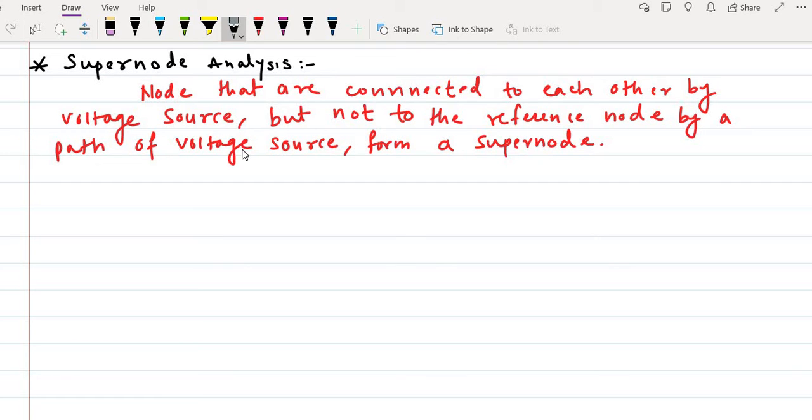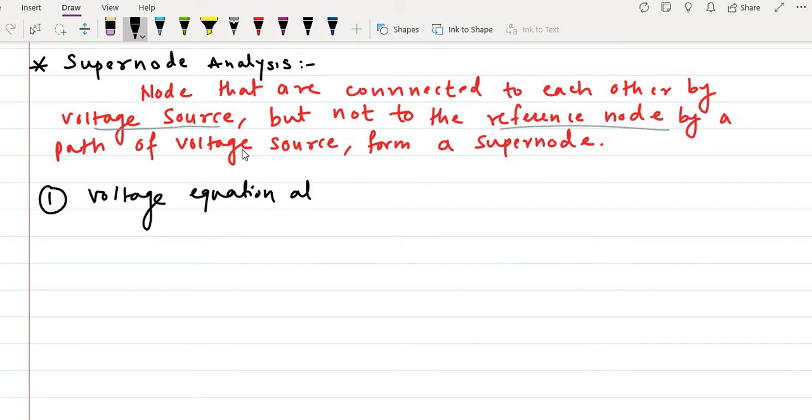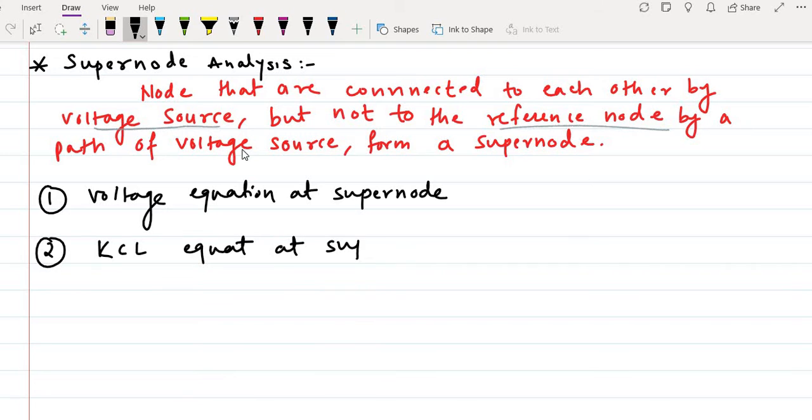So what is a supernode? Nodes that are connected to each other by a voltage source, but not to the reference node by a path of the voltage source, form a supernode. That means if a voltage source is connected between two nodes, those two nodes are called a supernode. A supernode requires one voltage equation at the supernode and a second KCL equation at the supernode.